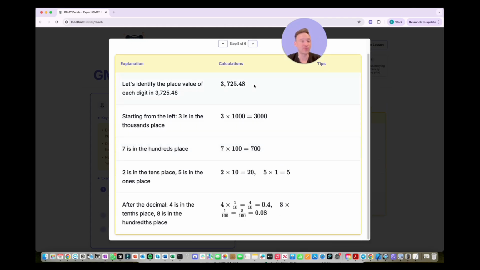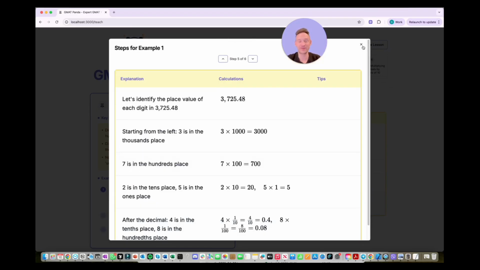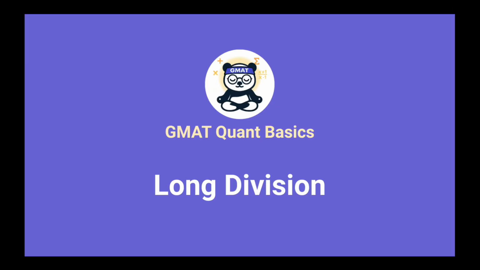and now to the right, the 4 is in the tenths place. So remember, we jump the oneth, there's no oneth with a TH, we jump directly to tenths. And then the 8 is in the hundredths place. Again, difficult to pronounce, but we don't care about that for the GMAT.